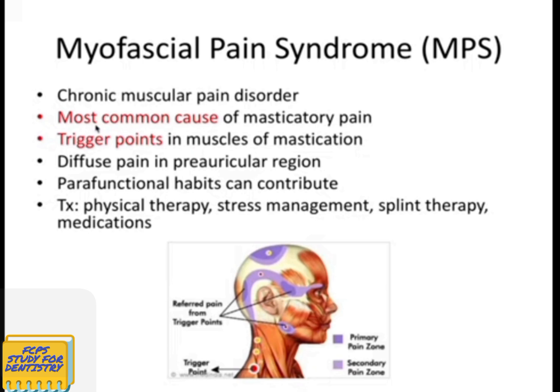It involves trigger points in the muscles of mastication, diffuse pain in the preauricular region, that's in front of the ear, again, right where that TMJ is. Parafunctional habits like bruxism can contribute to it. And the reason I bring this up is that the board exam will ask about myofascial pain syndrome a lot.